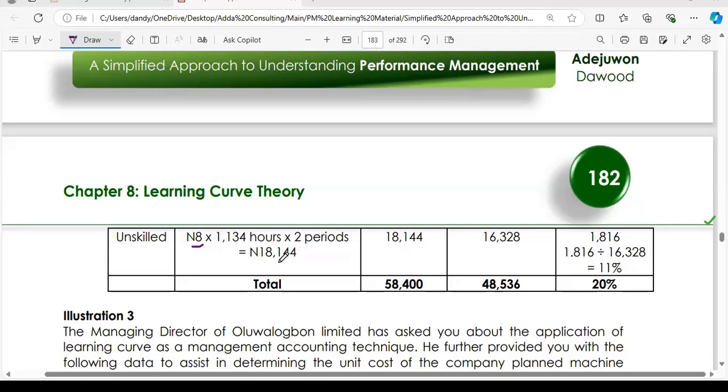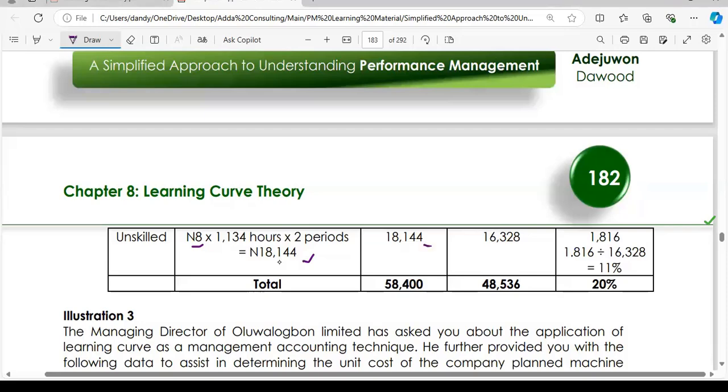Yeah. So 8 naira is the labor rate for unskilled, multiplied by 1134 hours, then multiply by the first 32 plus the second 32. That's 2 periods, so multiply by 2. In this case, that is 1134 multiplied by 2, which will give you 2268. So the total cost that we're going to get if there is a break for the unskilled labor is 18,144 naira.